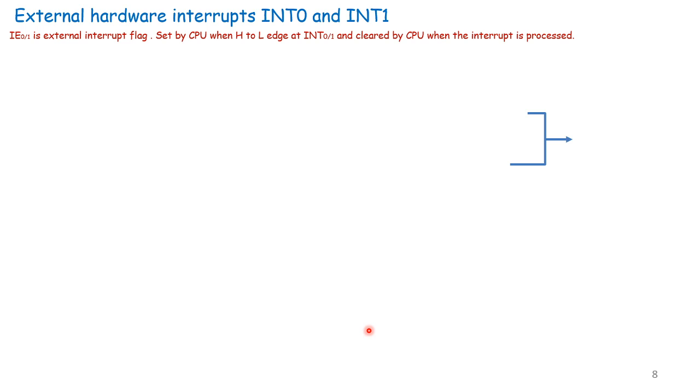Next interrupt: external hardware interrupts INT0 and INT1. These interrupts get selected by using the external interrupt flags IE0 and IE1. This flag is set by the CPU when a high to low edge occurs at INT0 or INT1: INT0 for IE0, INT1 for IE1, and it is cleared by the CPU when the interrupt is processed. This flag gets cleared when the microcontroller attends the interrupt.